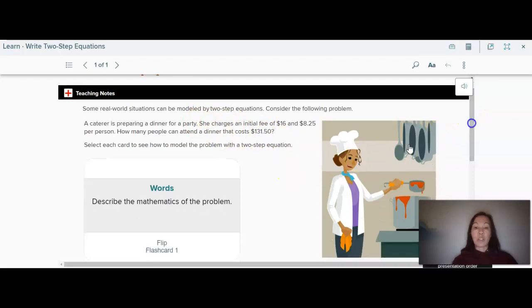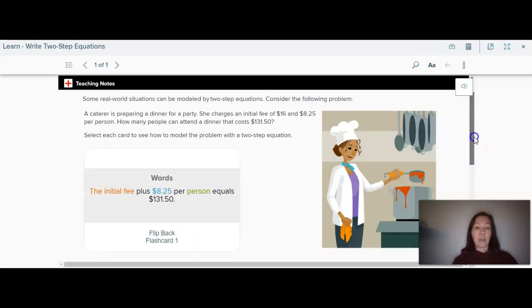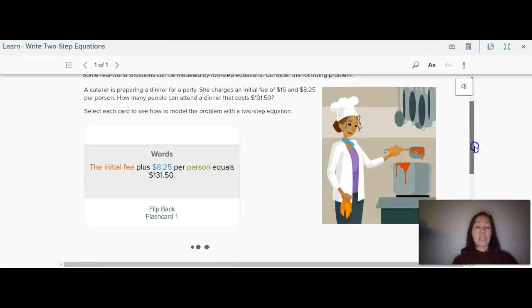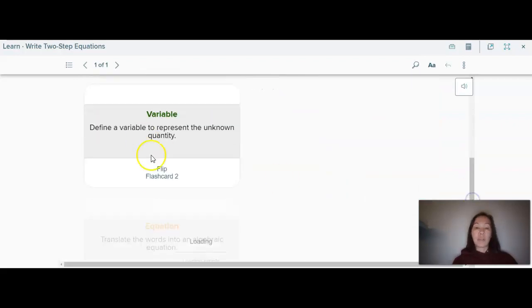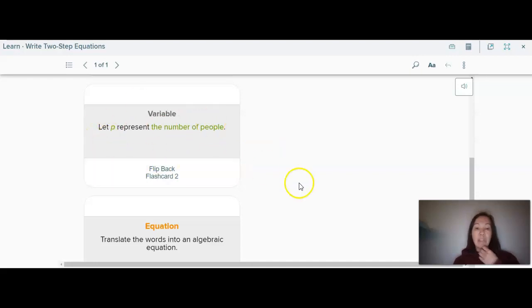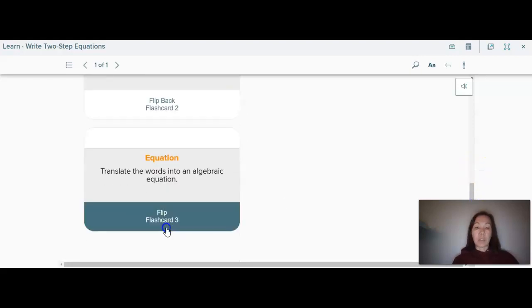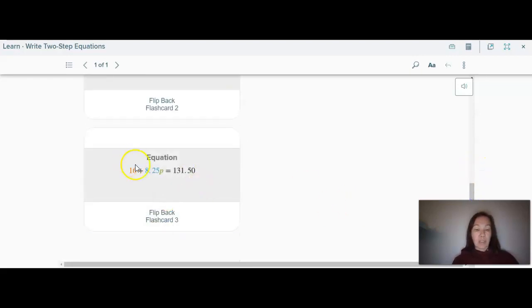So let's look at the equation we can use to model this problem. First of all, in words, it's the initial fee plus $8.25 per person. Our variable, our unknown, is how many people we can invite. So we can use P for the number of people and then translate this into an equation, which we'll then have to solve using our two steps: subtract 16, divide by 8.25.